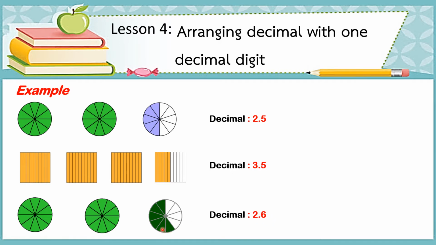Why is this one 6? Because there are 6 shaded parts out of 10. So there are 2 circles in full color and 6 fractional parts: 1, 2, 3, 4, 5, and 6. So let me read first: 2.5, 3.5, and 2.6. So now you are going to arrange these numbers.